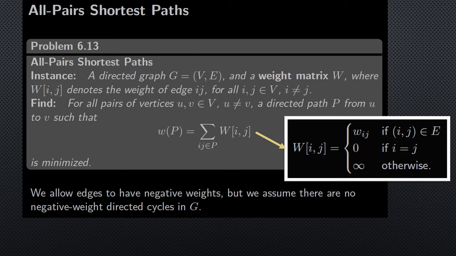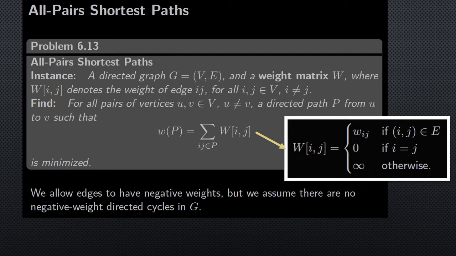So if there are n nodes, you're going to be outputting n squared optimal distances. And if there is no path from i to j, then of course the optimal distance should just be infinity. Okay, so that's the problem. And we're actually going to allow negative weights in Floyd-Warshall, unlike Dijkstra's. Like Bellman-Ford, we're going to allow negative weights.